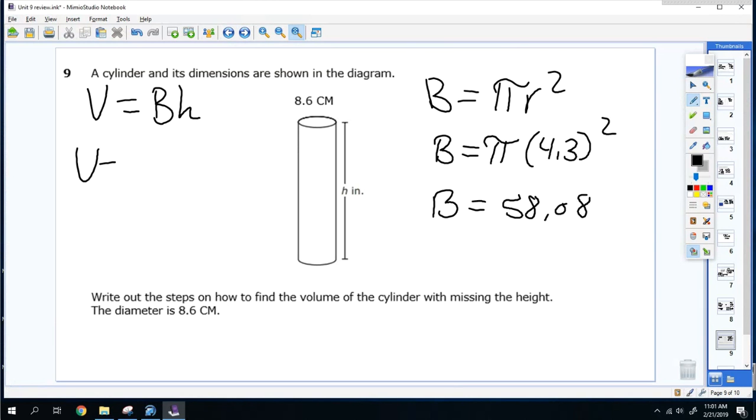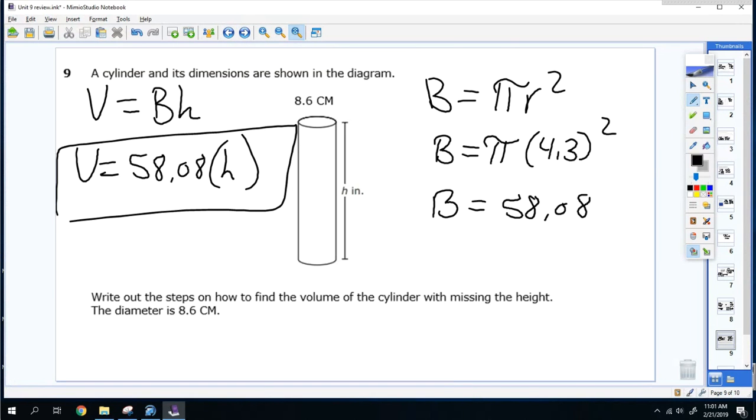Then you just plug it in. So you're going to be 58.08 times H. And this is your answer because you can't do anything else about it since you're missing the height. So that's considered to be the steps.